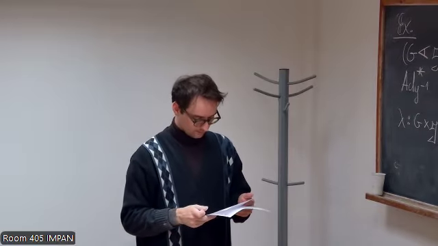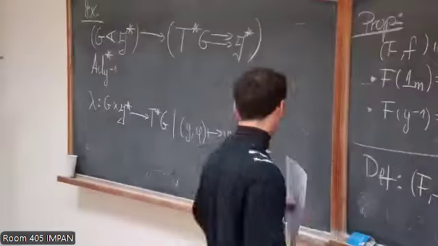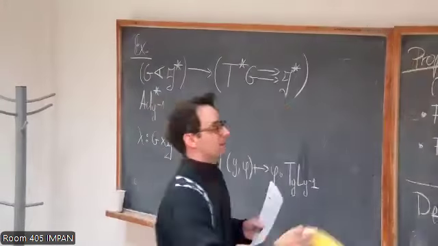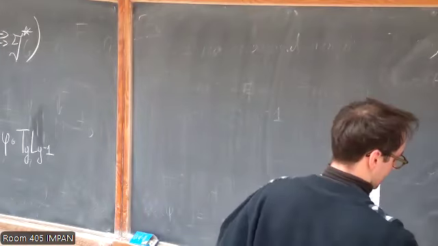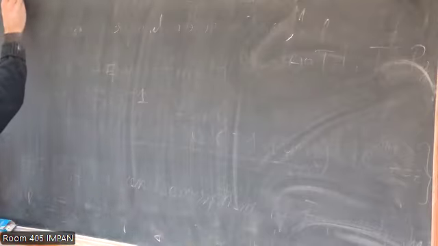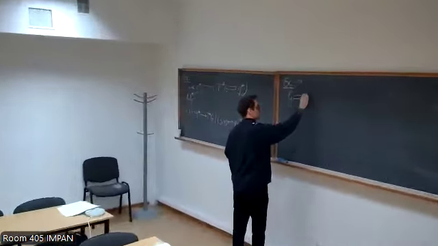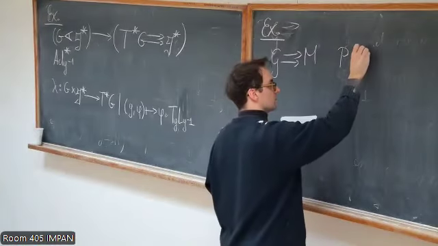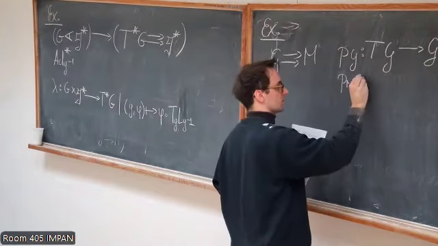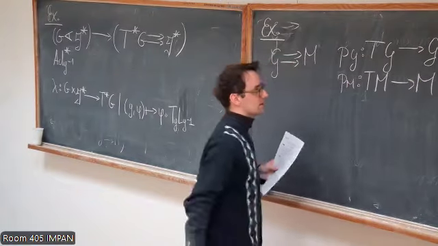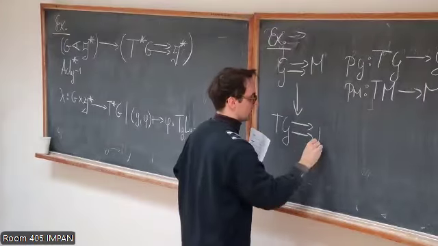Okay. And of course, also as you mentioned, another example is that for any fiber bundle, the projection of the bundle gives a groupoid morphism between the corresponding groupoids.